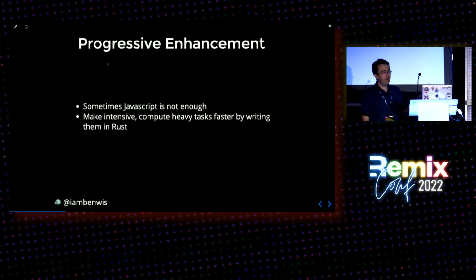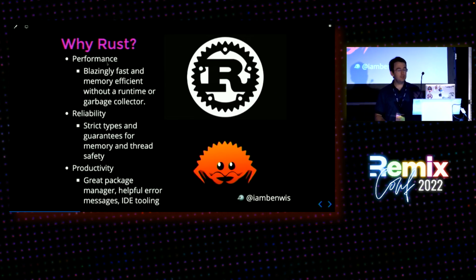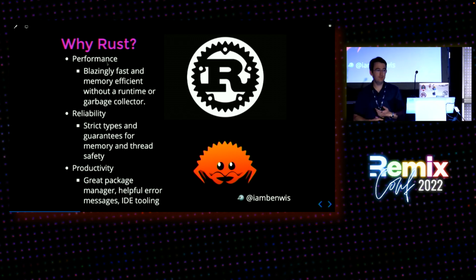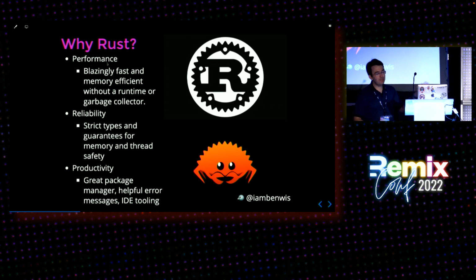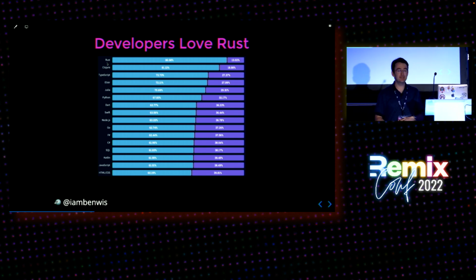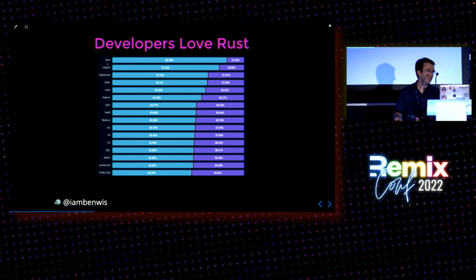So I'd like to expand a little bit on the idea of progressive enhancement, that maybe sometimes JavaScript is not enough and that you should consider writing it in Rust or a different language that can do those tasks faster. Why would you want to write it in Rust? Well, it's a very fast language. It's not C, but it's as fast as C. It offers memory and thread safety, which is great if you ever run into race conditions, because I hate those. And it's very productive. And developers have loved it. Every year, the Stack Overflow developer survey, it wins most loved language. Last 7 years running. So they're doing something right over there.